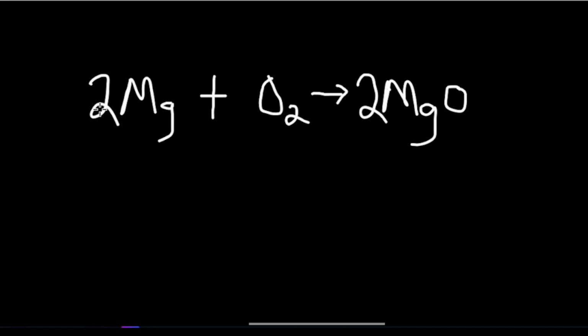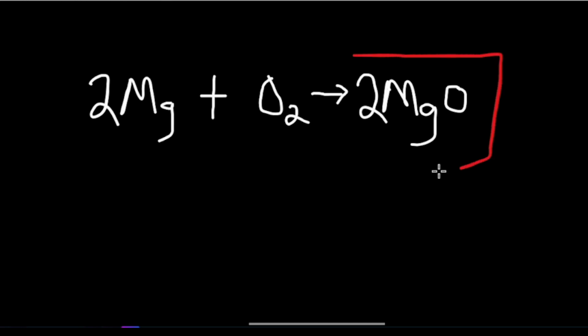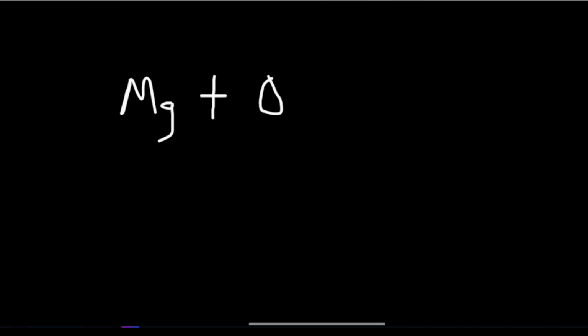So we can say that magnesium has been oxidized due to the fact that it has gained oxygen. So oxidation can be defined as the gain of oxygen, and then oxidation can also be defined as the loss of hydrogen.